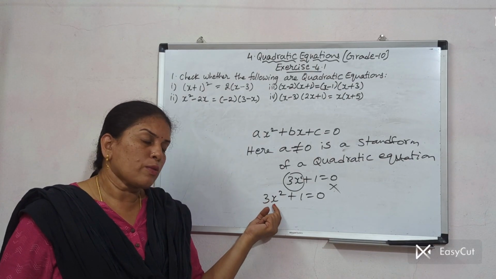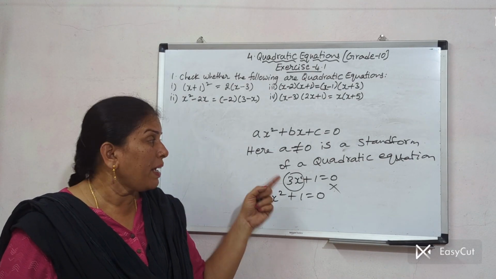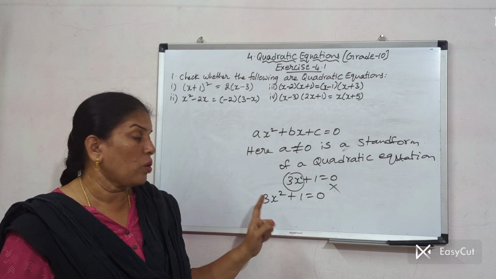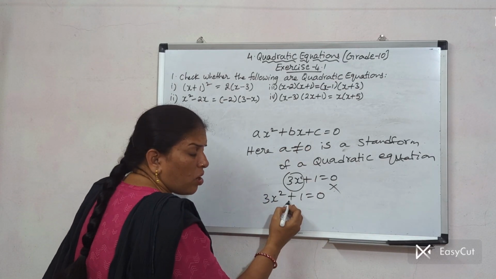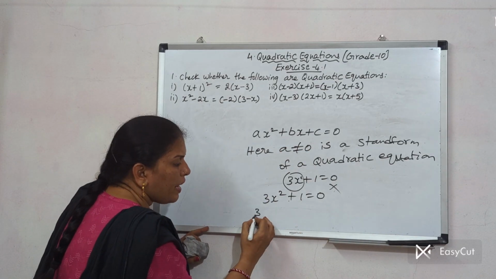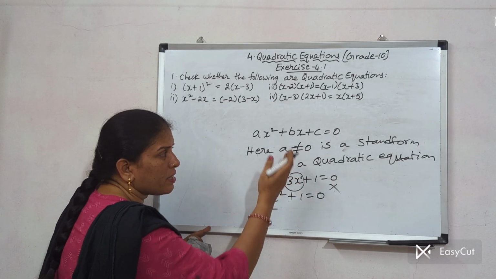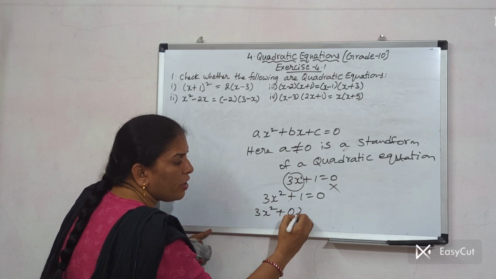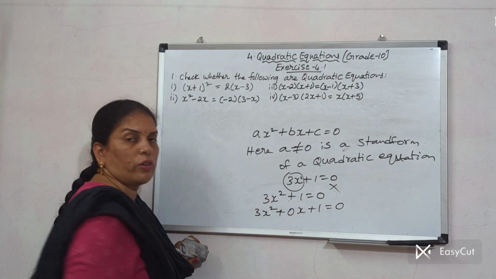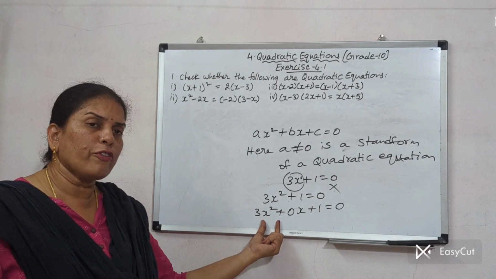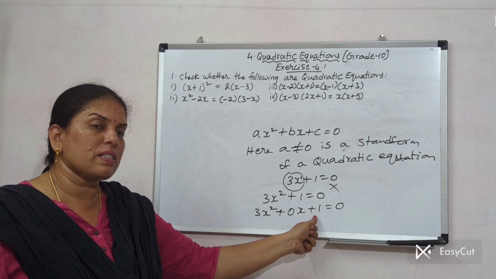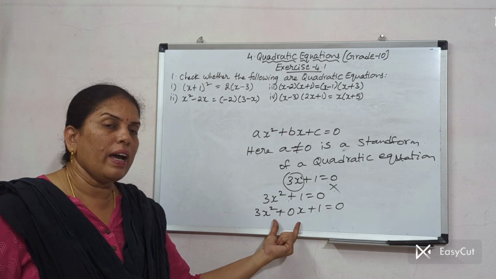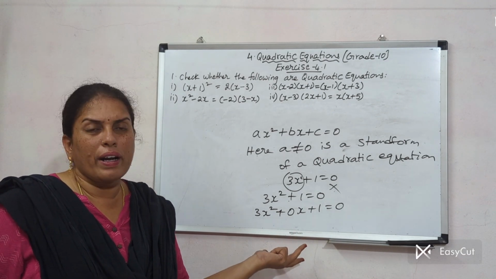Because x to the power of 2 is there, that means the x square term is there. So it is a quadratic equation. But the x term is not there. No problem. 3x square, the x term is not there, no? Plus 0x plus 1 equal to 0. See here. Now it is in the form of ax square plus bx plus c equal to 0. Then this is also a quadratic equation.